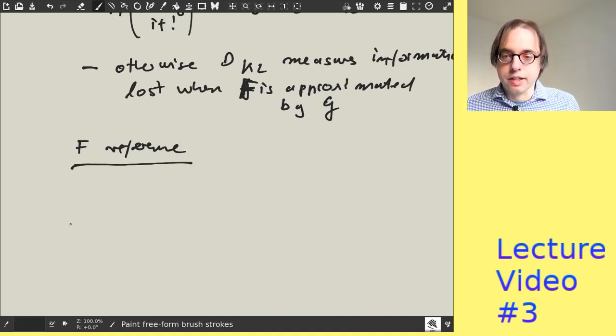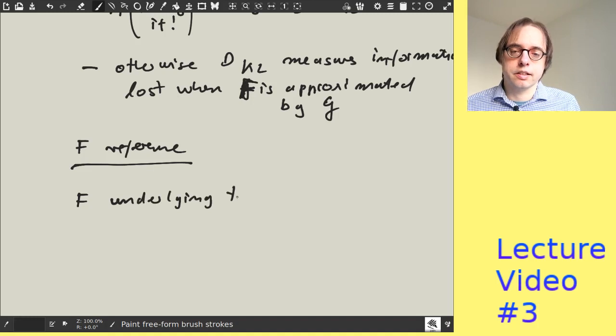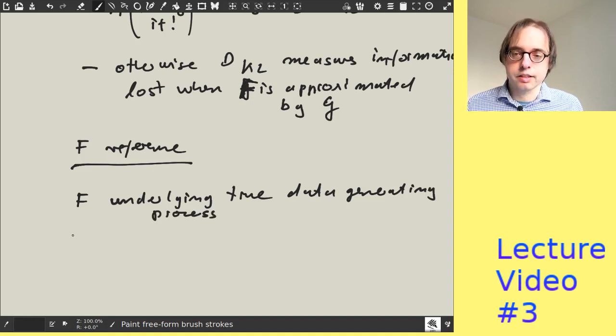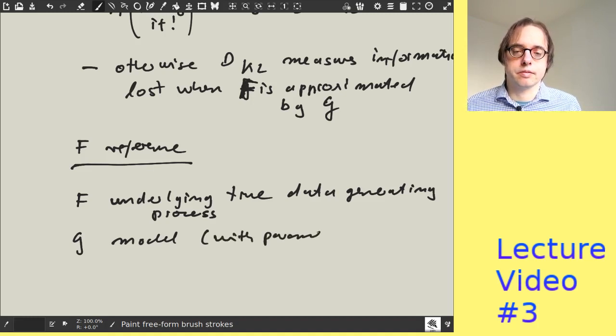There are two typical applications, as we will see later in the other videos. F is the underlying true data generating process. This is the statistical application, and G is our model of a family with parameter theta, say, and then we'll try to use the Kullback-Leibler divergence to find the optimal parameter theta.